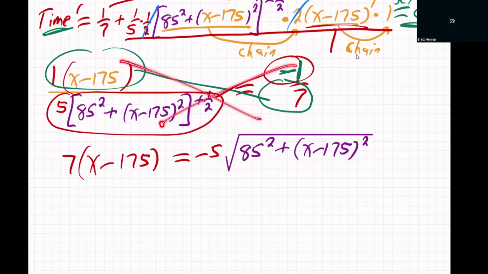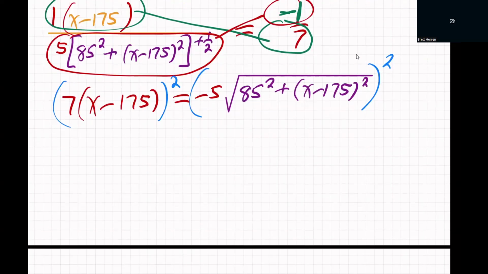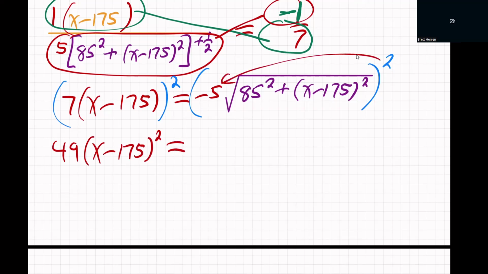I said cross multiply like that. Okay, now to get rid of that square root, I'm going to second power this side, second power that side. Okay, what happens? Over here we get 49 times x minus 175 squared. I'm just going to leave it because I want to keep that piece. Over here, you square the 5, that'd be 25, and you cancel the root.